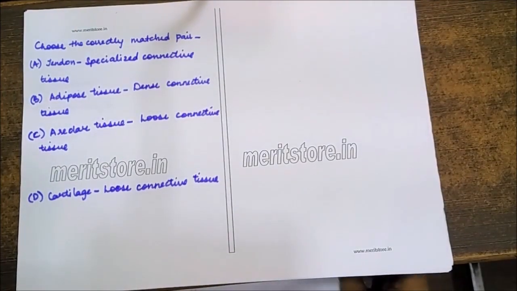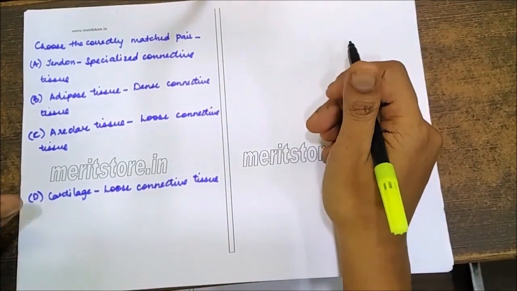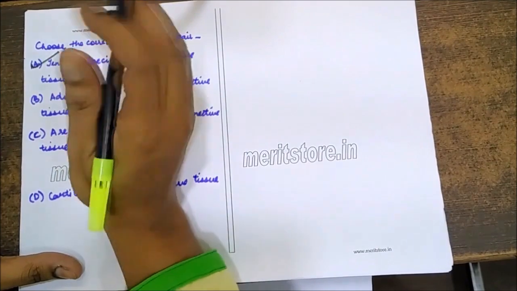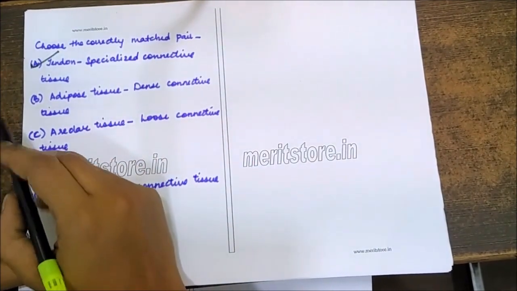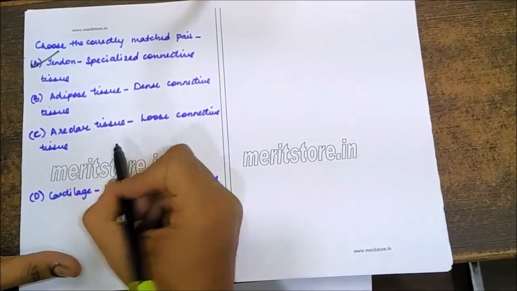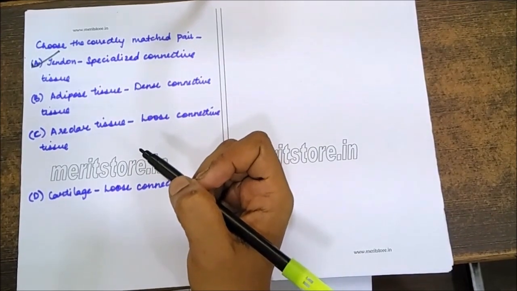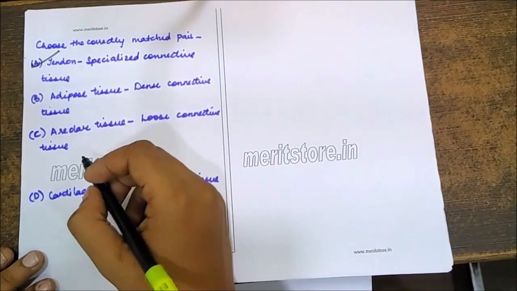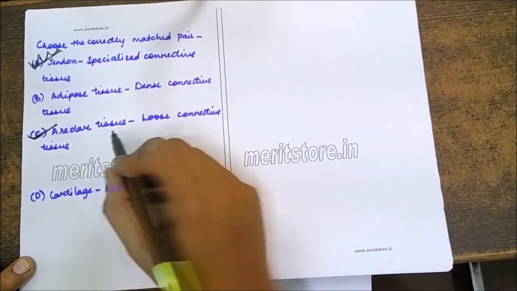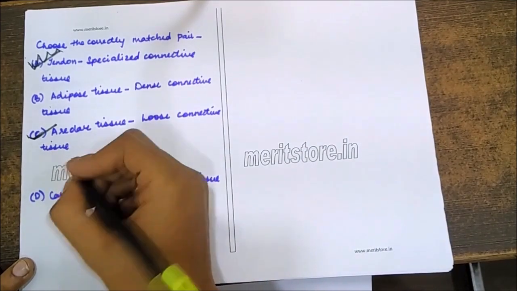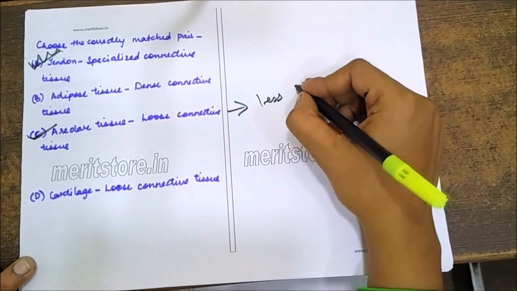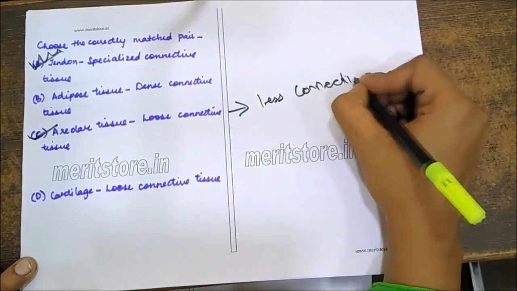Next, choose the correctly matched pair. Tendon is a specialized connective tissue. This statement is true. Adipose tissue is a dense connective tissue. Areolar tissue is a loose connective tissue. Okay, so the correct option here is areolar tissue is loose connective tissue. They have less connective tissue and more spaces between them.